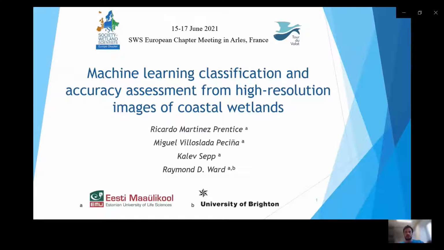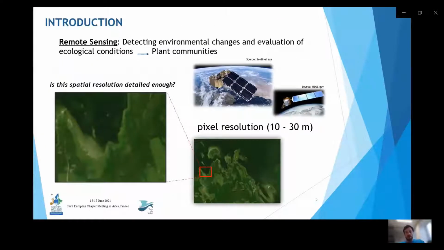Hello, thank you for attending this presentation, where I'm going to talk about the use of remote sensing images and algorithms for classification. This study, Machine Learning Classification and Accuracy Assessment from High-Resolution Images of Coastal Wetlands, has been developed by researchers at Estonian University of Life Sciences and the University of Brighton.